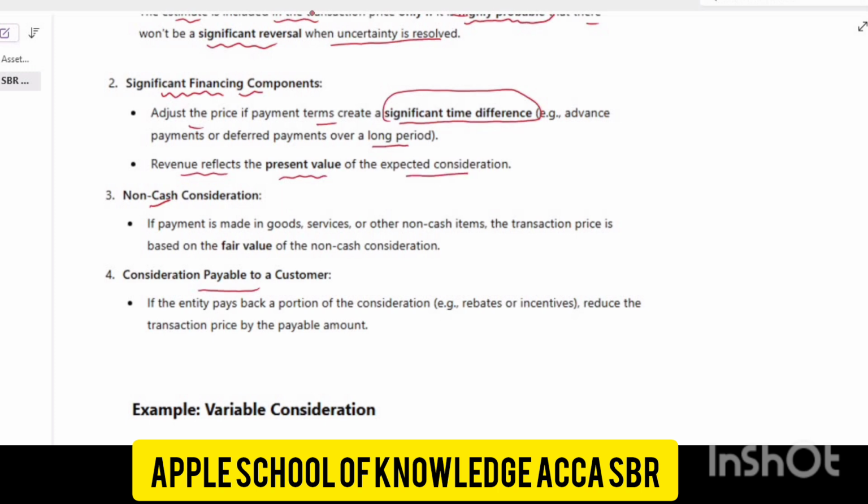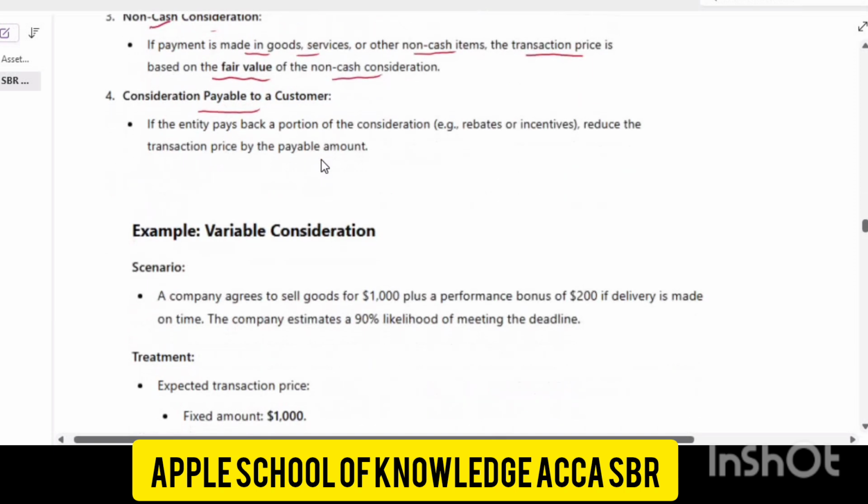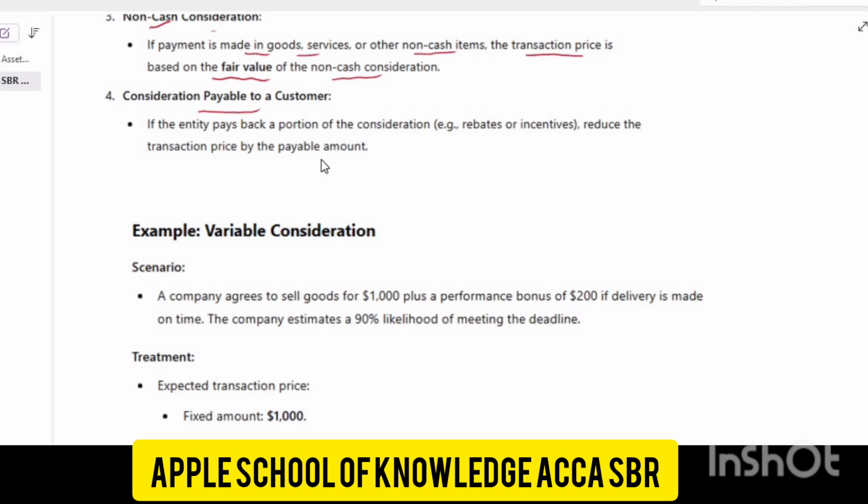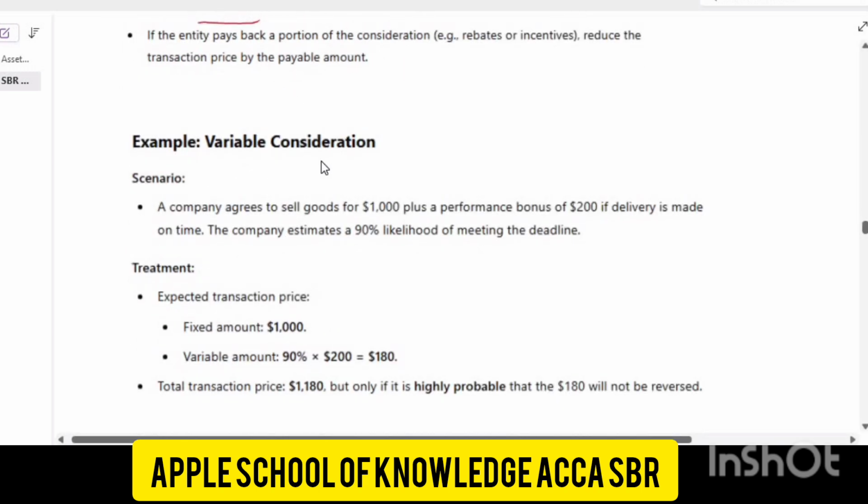Then you have non-cash consideration. If the payment is made in goods or services or a non-cash item, the transaction price is based on the fair value of the non-cash consideration. Then the fourth one is consideration payable to customers. If the entity pays back a portion of consideration, like rebates or incentives, that will reduce the transaction price by the payable amount.